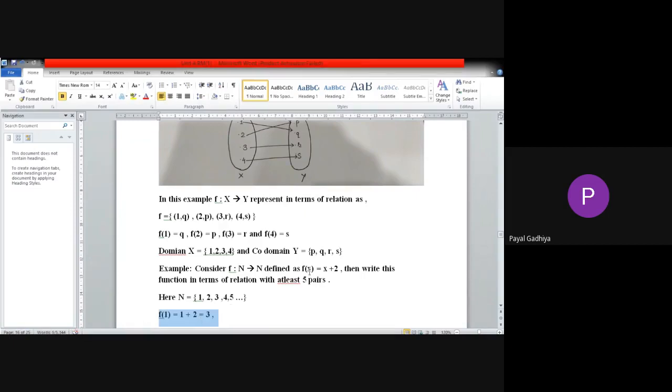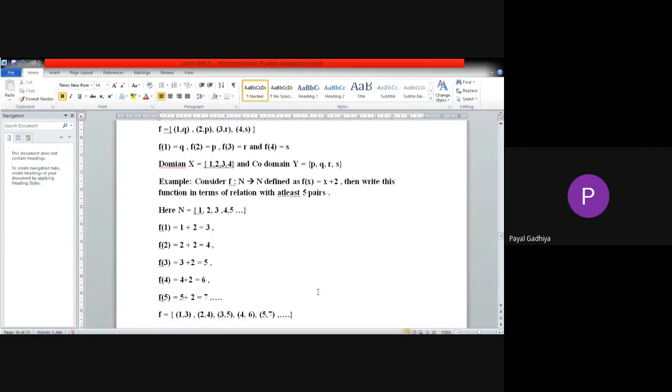Then I will put f of 2 over here. What will be f of 2? 4, ma'am. 4, fine. What will be f of 5? 7, ma'am. 7, right? What will be f of 100? No, 102. 102, fine. Okay, so this is the way you can write.